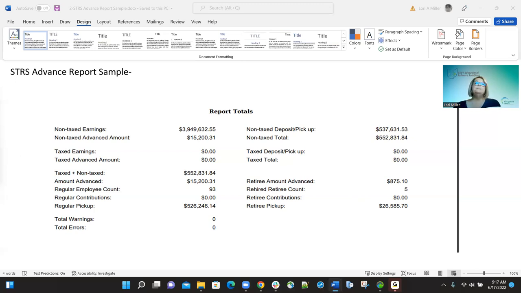And then your retiree pickup field is the total employee amount withheld from the STRS 591, which is your employee contribution annuity record, plus the total amount withheld from the 691 employer STRS pickup record for rehired retirees. That total includes non-tax advance amounts for rehired retirees as well.